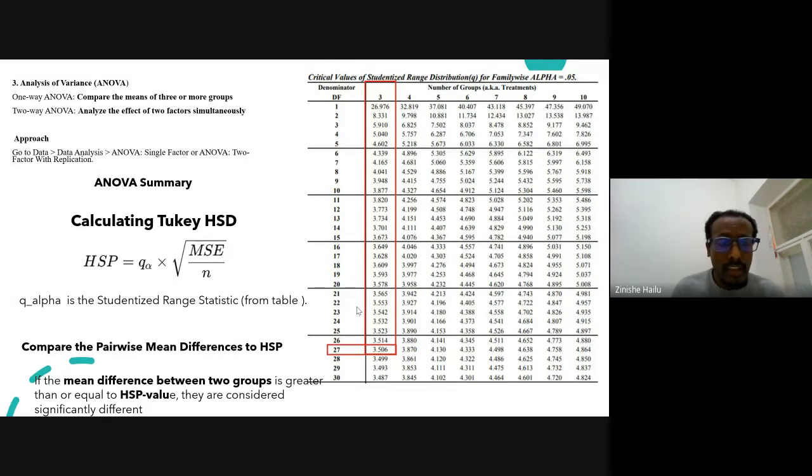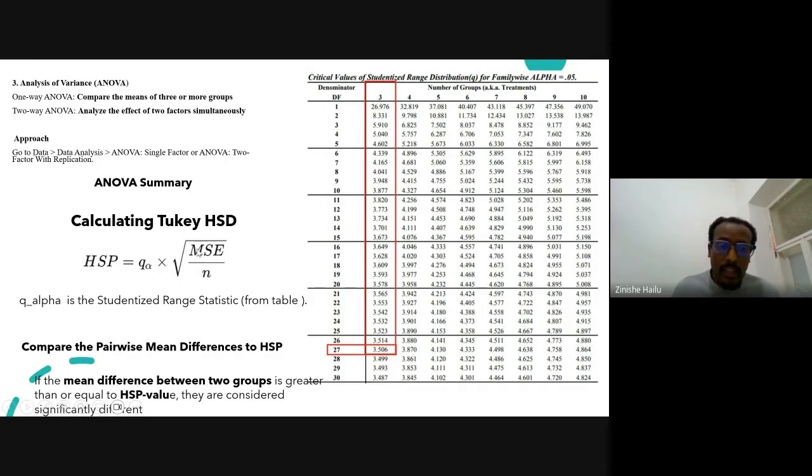in Excel by this mathematical formula, and we can get the Q value from the Q table, as seen on the right-hand side. You can use the degree of freedom for the row side, and the number of groups you are going to compare. The center value is the Q.